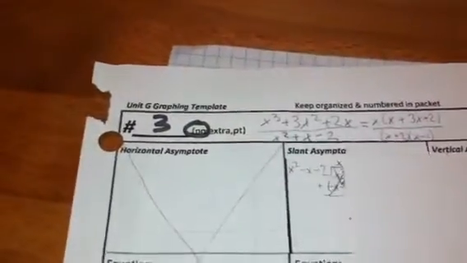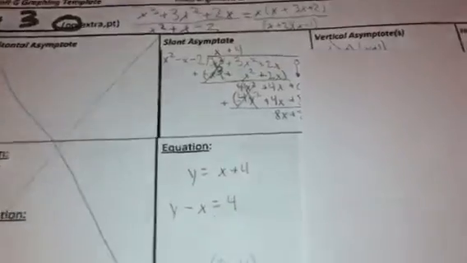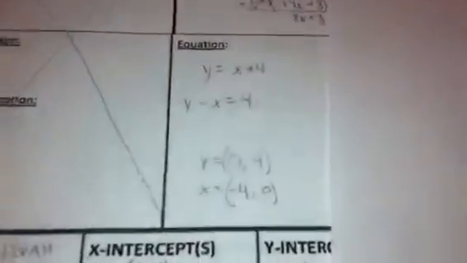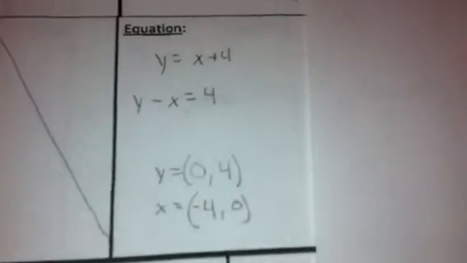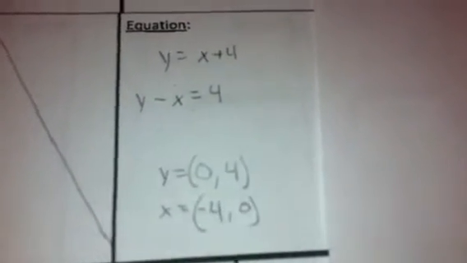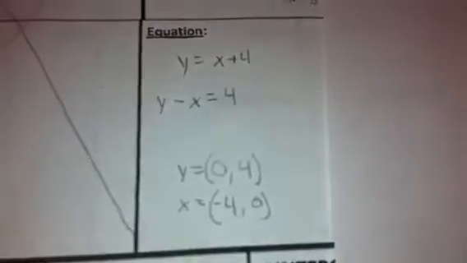We have a slant asymptote, and our slant asymptote is x + 4, so it's y = x + 4. And when you bring the x over to the other side, you get the y-intercept (0, 4), and the x-intercept is (-4, 0).